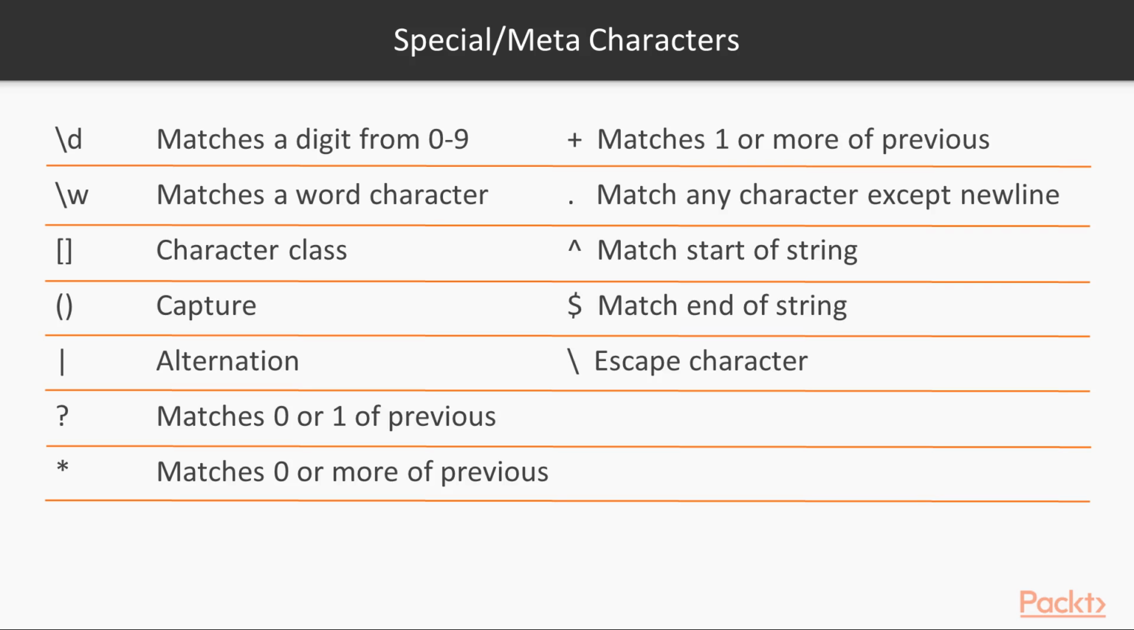So we are back to our meta characters. I'll quickly go through them. \d is a digit from 0 to 9, \w matches a word character. We'll further on learn about character classes, capture, alternation, question mark, asterisk, plus, minus, and the others. I would like to point out the use of the \ character at this time.